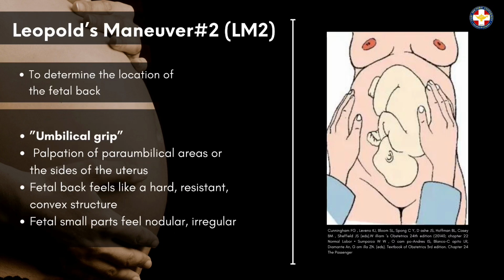Now for the second maneuver or LM number 2, this is to determine the location of the fetal back. It is also called the umbilical grip. Palpation of the paraumbilical areas or the sides of the uterus. Fetal back feels like a hard, resistant, convex structure. Fetal small parts feel nodular and irregular.